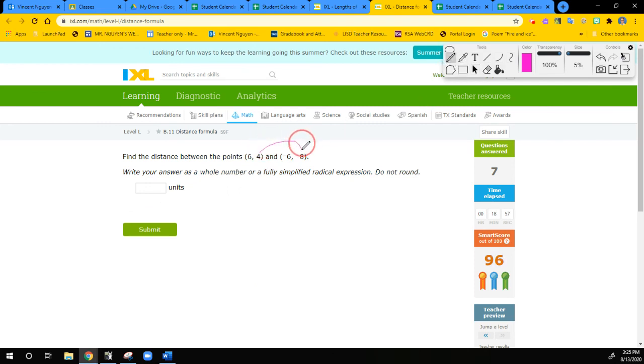I think I'm going to do one more and then I'm going to stop. I'm not going to do all the way to 100. From 4 to 8, can you guess how many units that is? Or can you find out? Well, from 4 to 0, it's 4 units, and then 8 more units, so that's 12. From 6 to -6, that's also 12 units. All right. So now we got to square these, right?